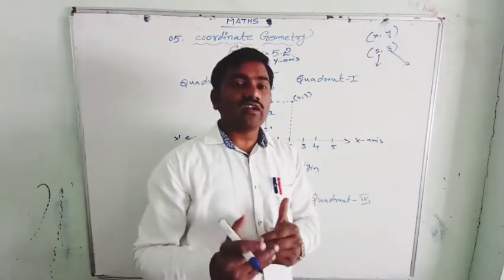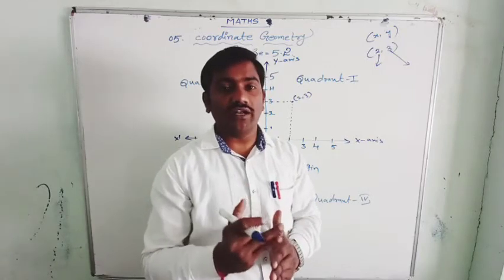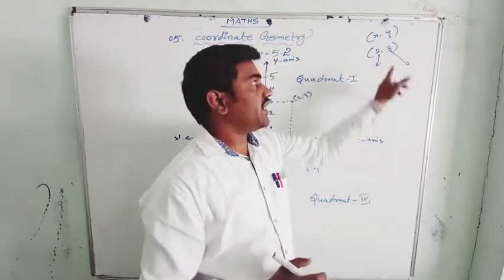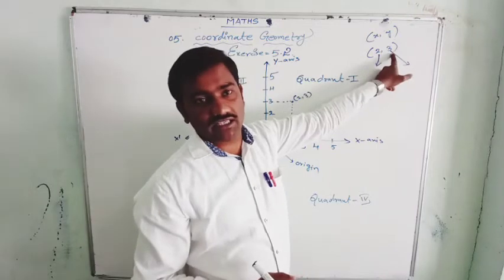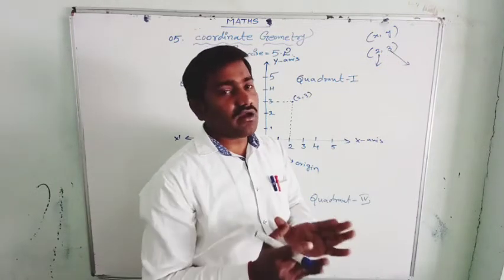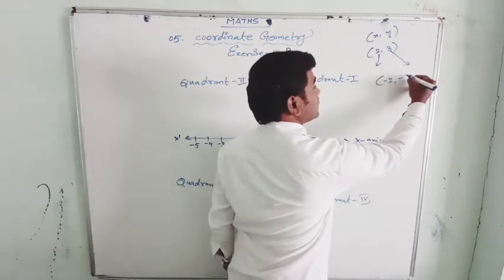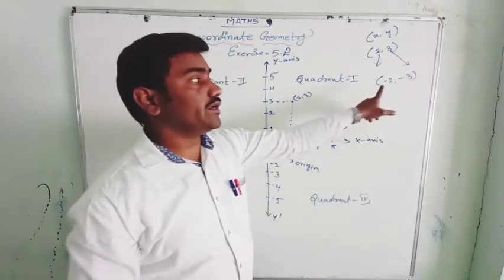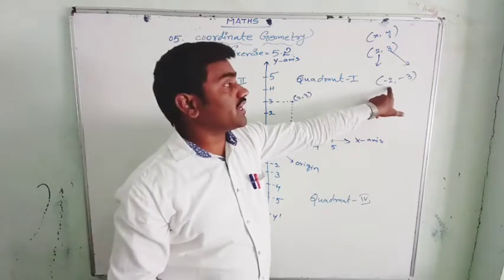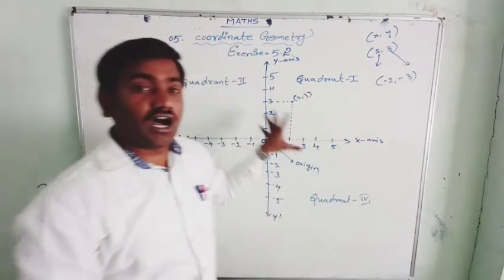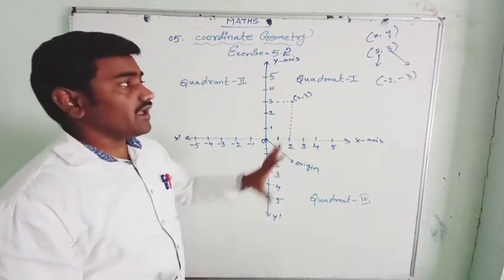If you find it difficult to remember the words abscissa and ordinate, you can simply say x-axis value and y-axis value. Suppose I give you (-2, -3). Where do we need to locate it? How can we locate -2 and -3 on this plane? Where is -2?